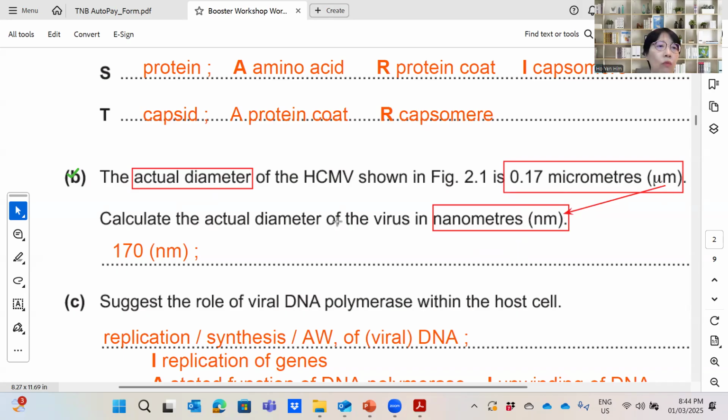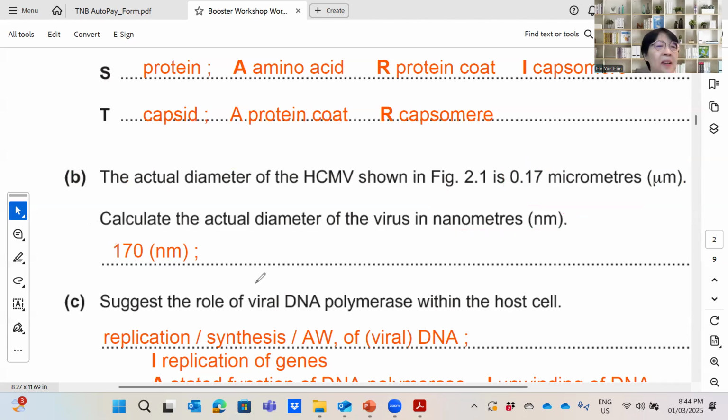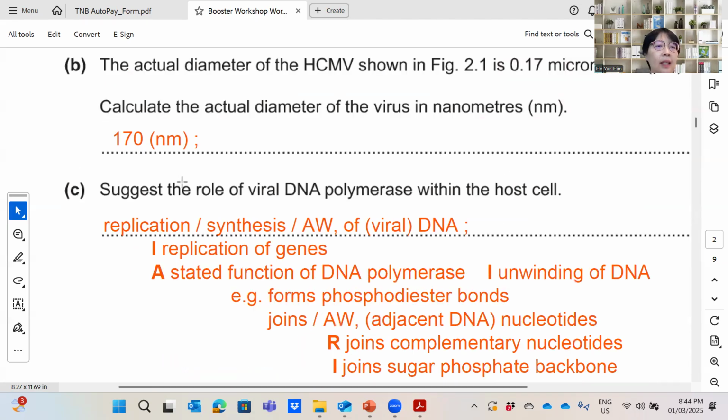Very easy. So to convert, what you do? So this times 1000, right? Or times 10 power 3. So therefore, 0.17 times 1000 is equal to 170. So 170 nanometer. Okay, or else you should use a calculator also can. No computer in exam. Okay, C.